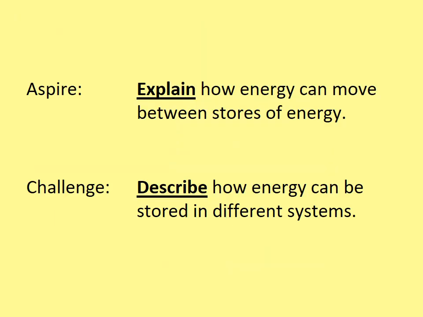So the first outcome is to describe how energy can be stored in different systems. The important word really for the lesson is stored. Keep using that word. Talk about stores of energy. There's different types of energy that we talk about when we're talking about transfers. We'll come to them a little bit in this lesson, but mainly it'll turn up at a later lesson. And the other outcome is to explain how energy can move between stores of energy, from one energy store to another.